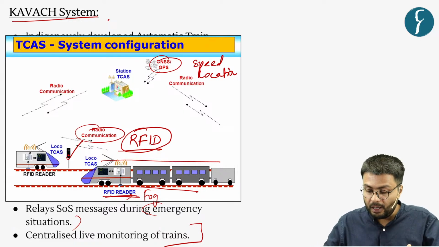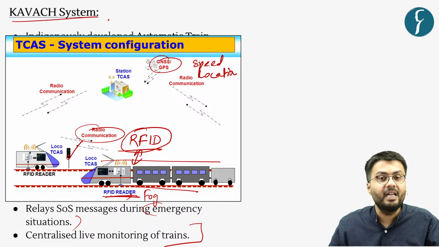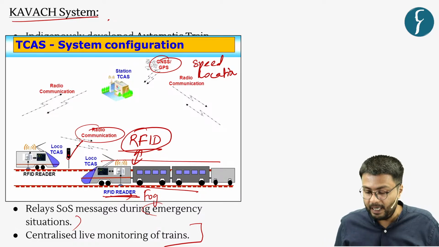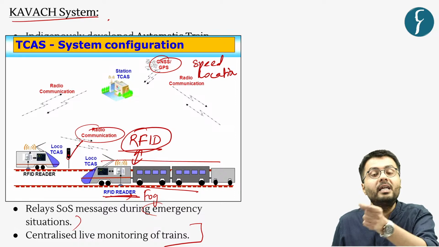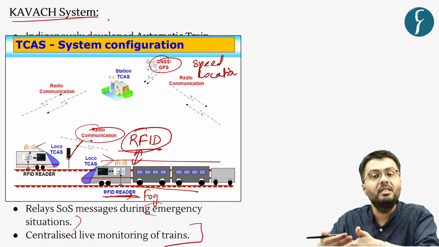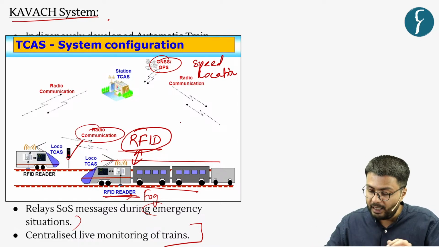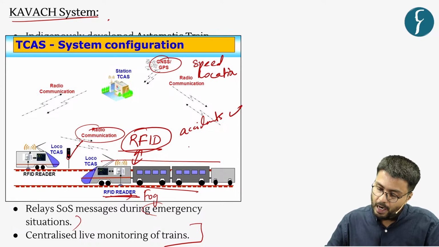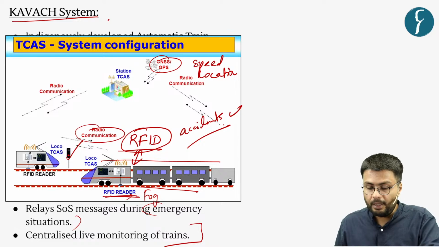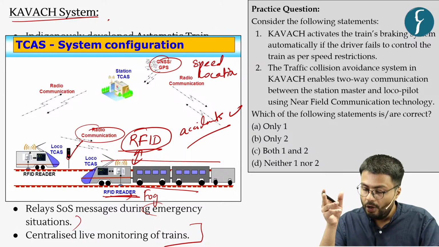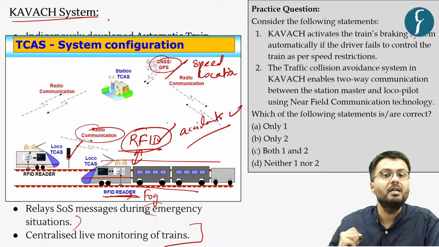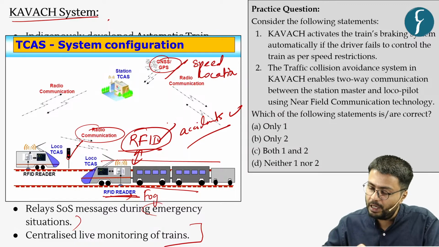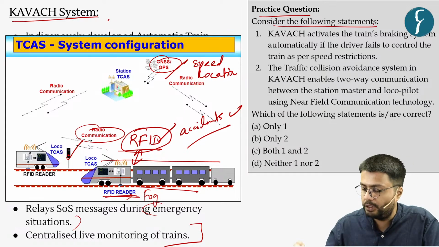Hence, whenever the train breaches these RFID tags over a permissible speed limit, it automatically implements the KAVACH system, thereby protecting the train from various accidents. Understood. So this system operates on a combination of GPS as well as RFID technology. Based on this information, let us now solve the practice question.